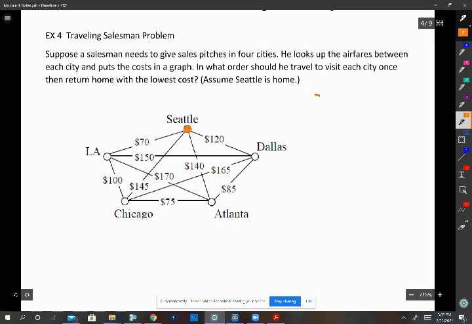If he was going to start at Seattle, he would want to go to the cheapest spot because he wants to go cheap. The cheapest way would be to fly to LA for $70. So he's going to go Seattle to LA, and that's $70. And then from LA, I can go to Dallas, to Atlanta, or to Chicago, and it looks like it's cheaper to go to Chicago because that's $100.